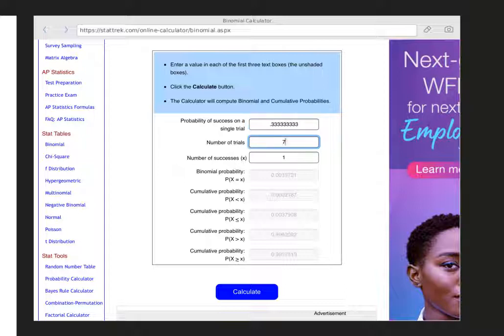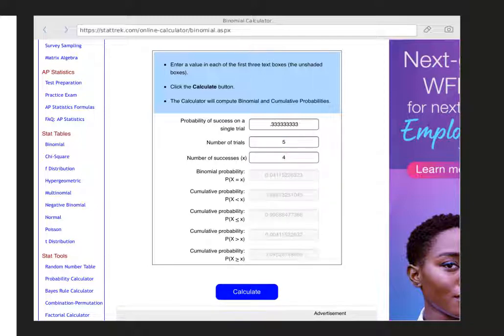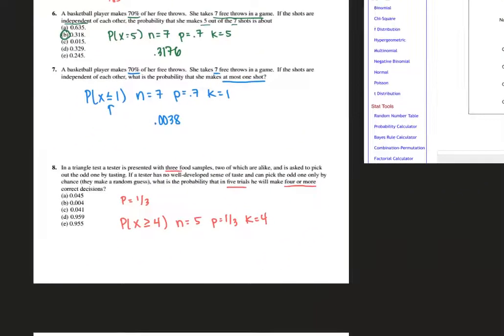The number of trials we're doing is 5 trials. And we want 4 or more, so we're going to use 4 for K. And then looking at our answer choices, it's 4 or more, greater than or equal to. It's going to be this case, so it's going to be 0.0452. So the closest one in that case is going to be option A.